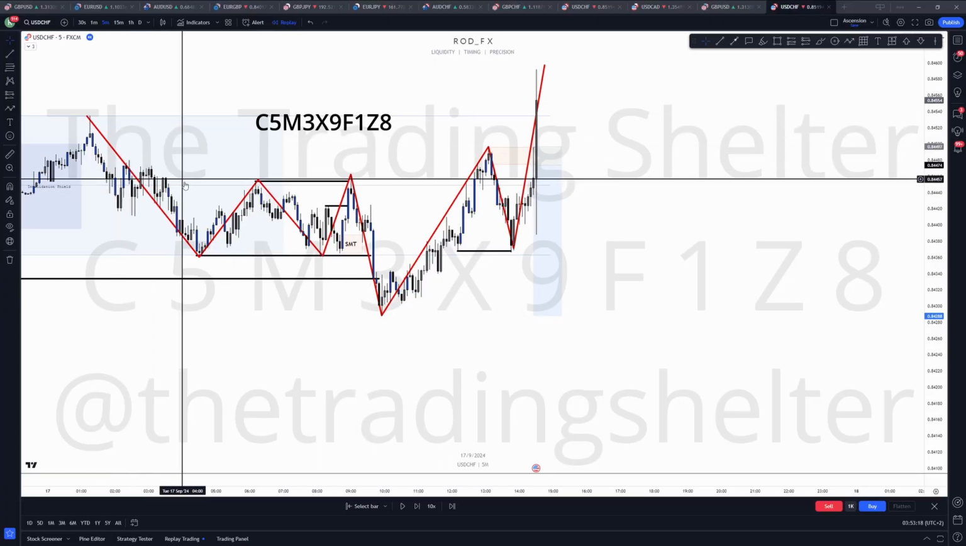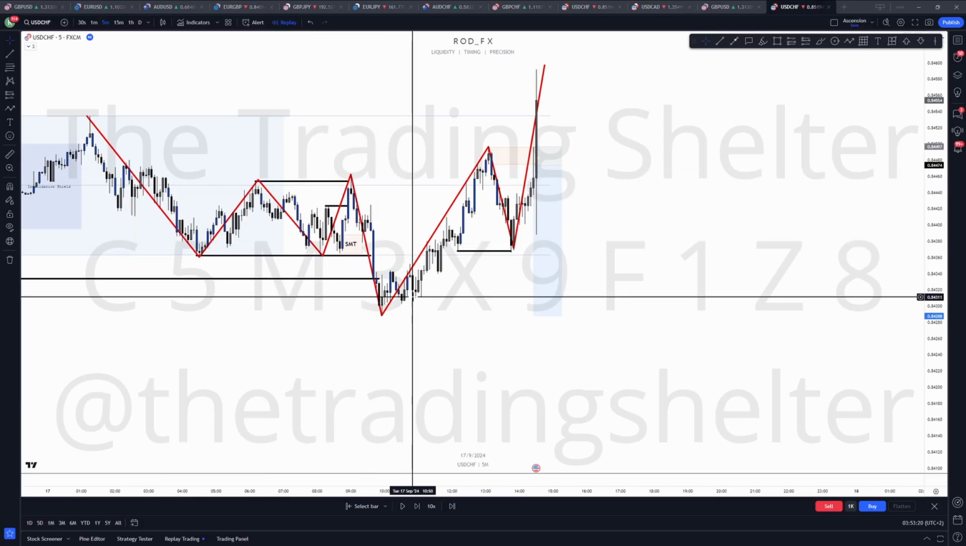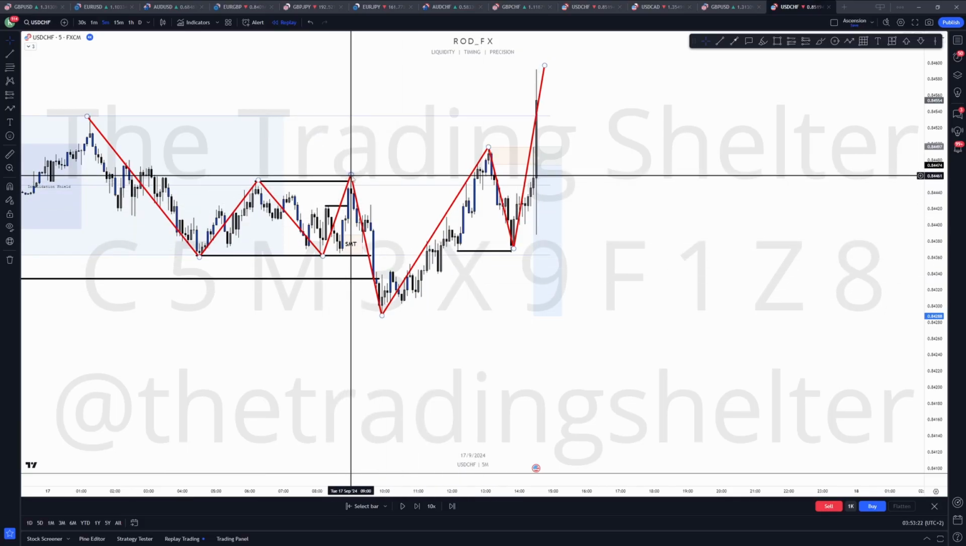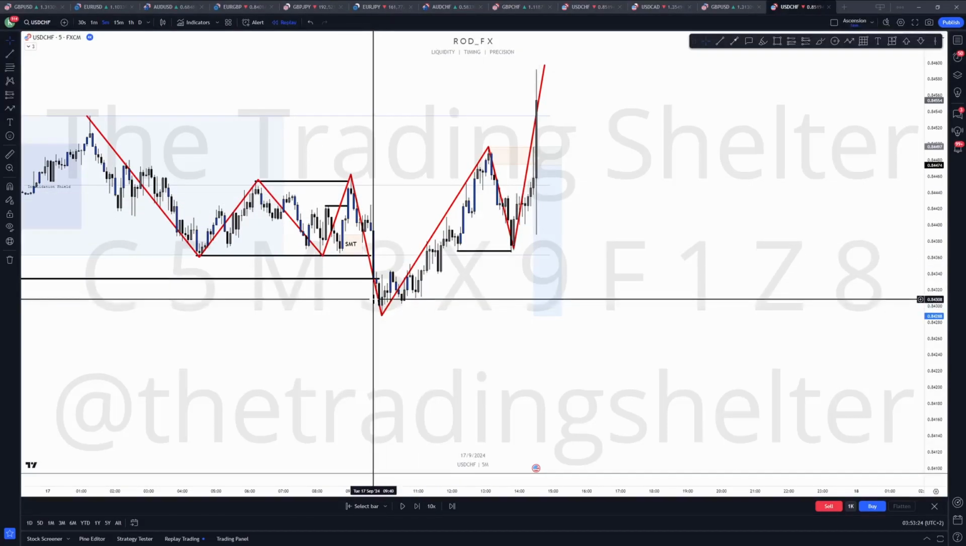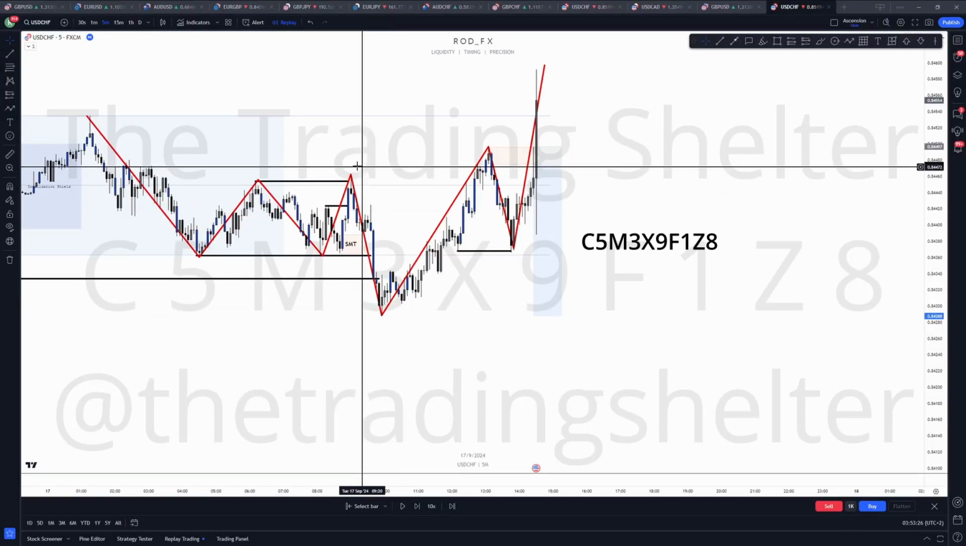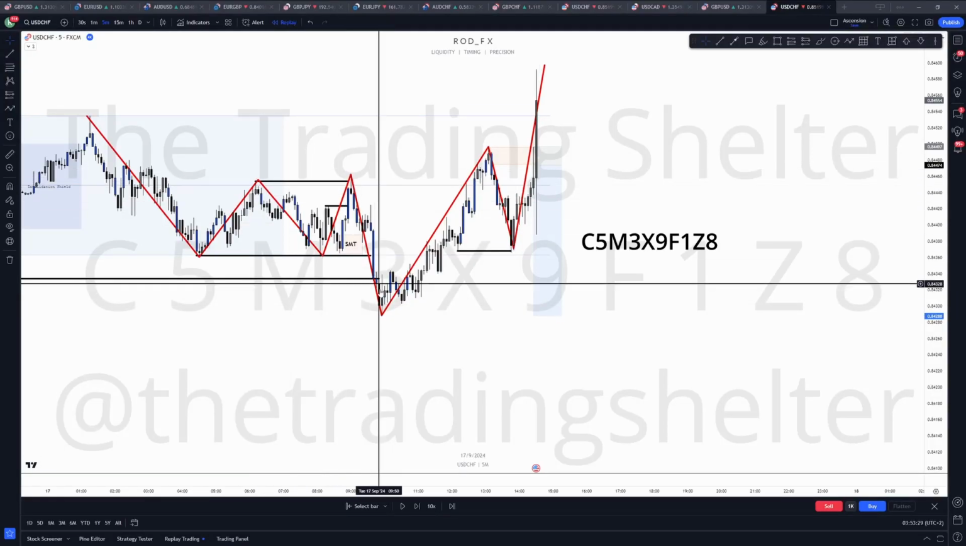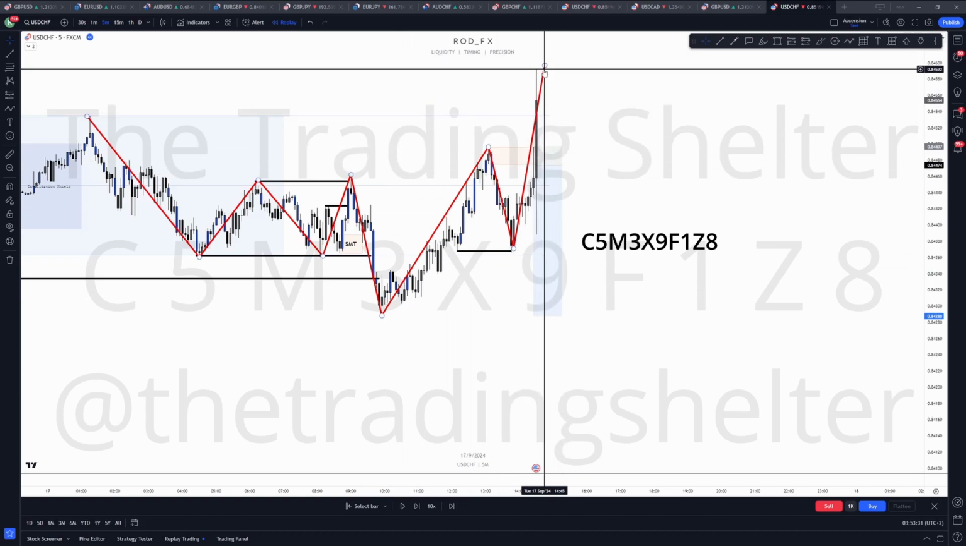Look at the bigger legs, right? The FBOS is here. This is actually the FBOS. This one is the FBOS, and now we're just trading away from it.